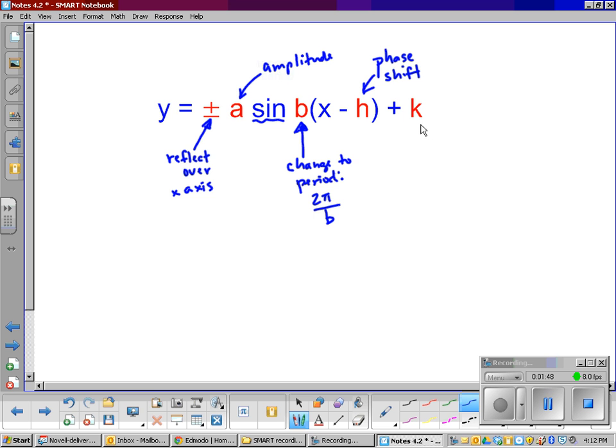And then this plus k is a completely different term. The plus k indicates a vertical shift. So it's moving the graph up or down. Sometimes the plus k is written at the beginning of the equation, but the way you can identify it as a vertical shift is that it's a separate term. It's not multiplied, it's not part of the angle like all of this other stuff is.